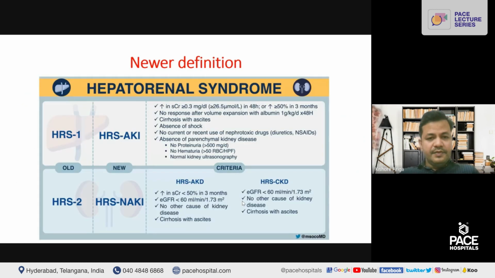So coming to the newer definition, initially the HRS1 is now called HRS AKI, HRS2 is now called HRS non-AKI. HRS1 AKI I'll be elaborating in detail. Coming to HRS2, HRS non-AKI, it is of two types, HRS AKD, acute kidney disease, and HRS CKD. HRS AKD is if the creatinine elevation is present for less than 3 months. The GFR is less than 60 ml, but for less than 3 months, and there is no other cause of kidney disease in the patient with cirrhosis with ascites. If the same thing is present for more than 3 months, with a GFR of less than 60 ml, it is called HRS CKD.